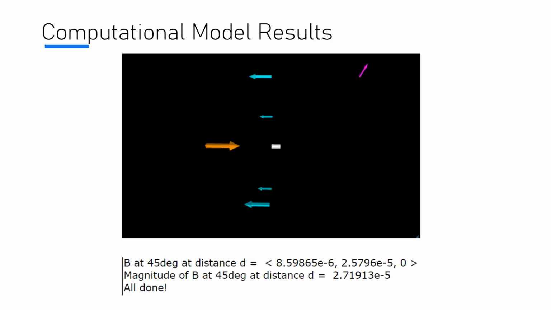Once the program was run, we obtained the following diagram, where the orange is the magnetic field on axis, the blue ones are perpendicular, and the purple one is off axis. The major value obtained is the one in the last statement, where we have 2.719 e to the negative 5 for our magnetic field at 45 degrees.